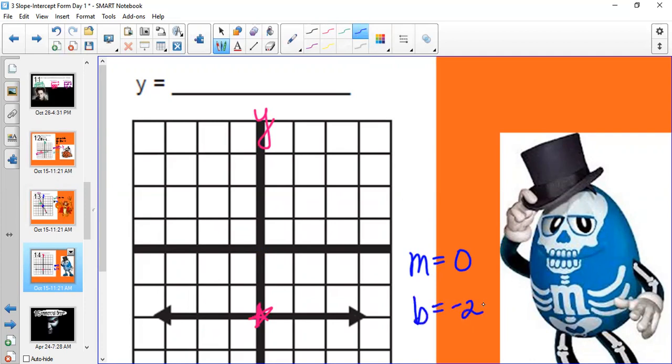And so if I put this into our equation, it would be y equals 0x minus 2, which again is not the best way of writing it. It can be cleaned up a little bit to just y equals -2. We don't need to put that there are 0 x's.